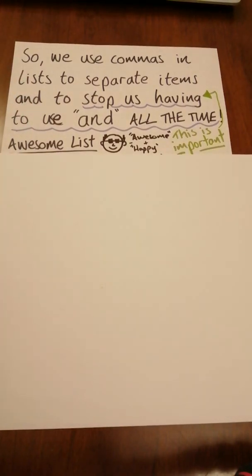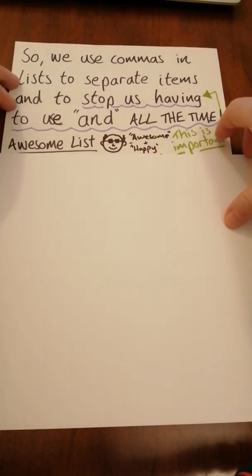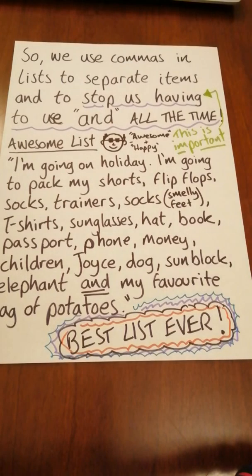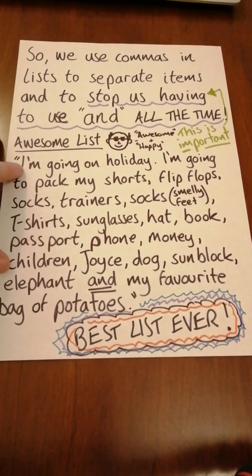Now, we're going to look at an awesome list. Not only is it an awesome list, it's a happy list. It uses commas. I'm going on holiday. I'm going to pack my shorts, flip-flops, socks, trainers, socks, still got smelly feet, t-shirts, sunglasses, hat, book, passport, phone, money, children, Joyce, dog, sunblock, elephant, and my favourite bag of potatoes. That is the best list ever.